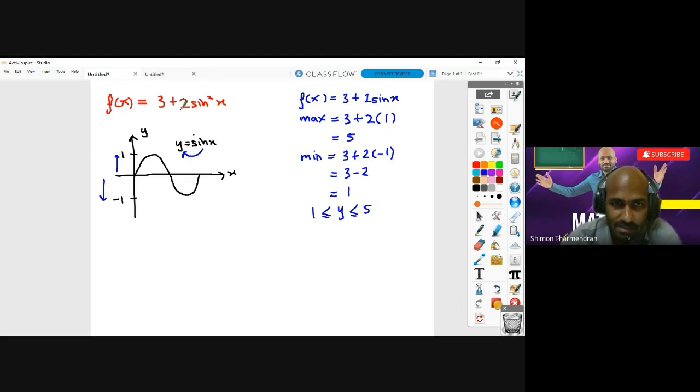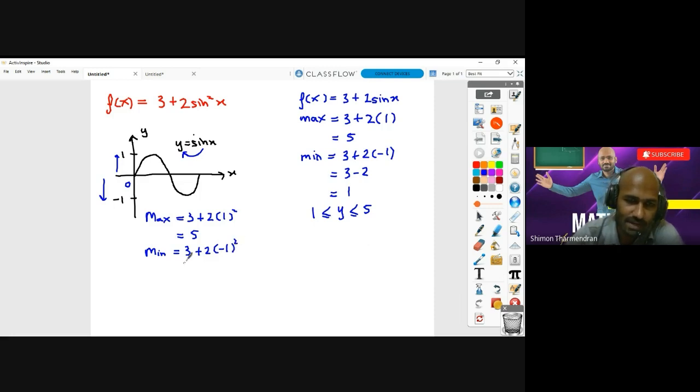But this one is a bit different. It's a sine squared graph. So the maximum we just saw is when it's 1: 3 plus 2 times 1 to the power 2, we get 5. Now for the minimum, this is the part that's a bit tricky. You'll get 3 plus 2. The minimum value is -1, but it's sine squared, so you're going to square that. When you square -1, you get a plus. So this becomes 3 plus 2 times 1. Negative times negative is positive. You still get a 5.